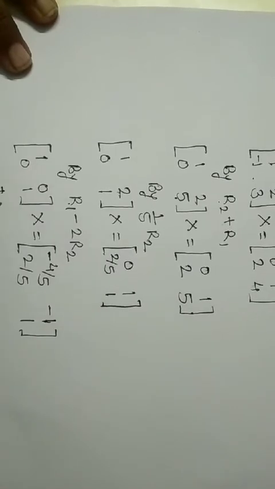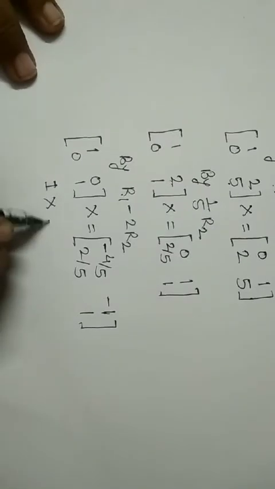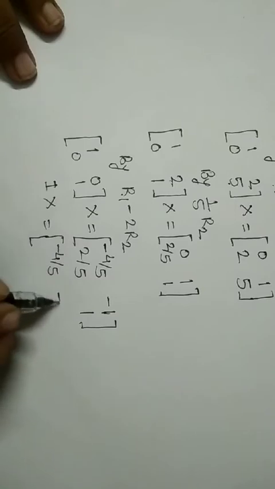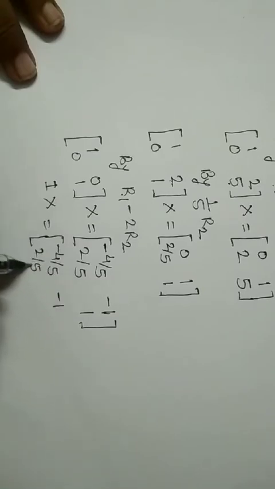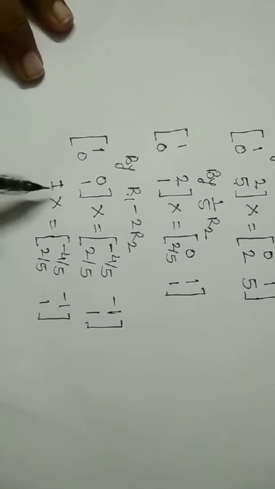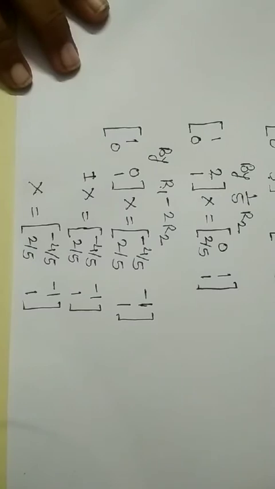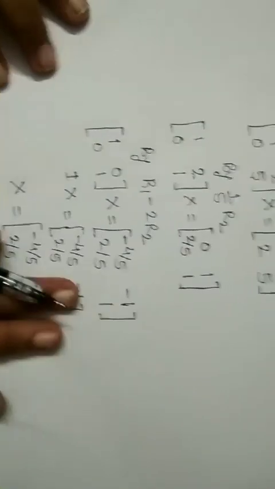Means here we get the identity matrix into X is equal to the matrix on the RHS, it is minus 4 by 5, minus 1, 2 by 5, 1. Now identity matrix into any matrix is the matrix itself. So X is equal to the 2 by 2 matrix minus 4 by 5, minus 1, second row 2 by 5, 1. This is our required matrix X here. Now see the next example, number 3.